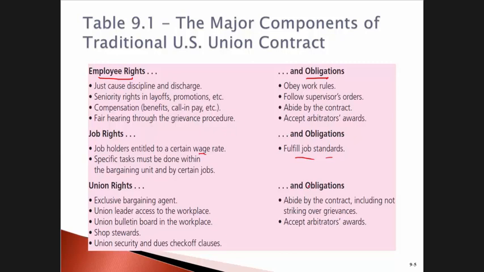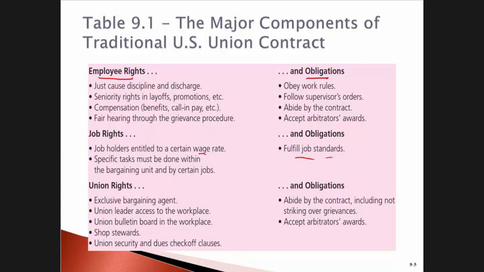The union also has rights. The union has the right to be the exclusive bargaining agent. The union leader has access to the workplace. The union can have a place to post in the workplace for workers to read. The workers can have access to shop stewards. The shop stewards are there to hear their grievances and take them up the chain if they're severe enough to determine additional process is needed. And the unions have the right to union security and dues.